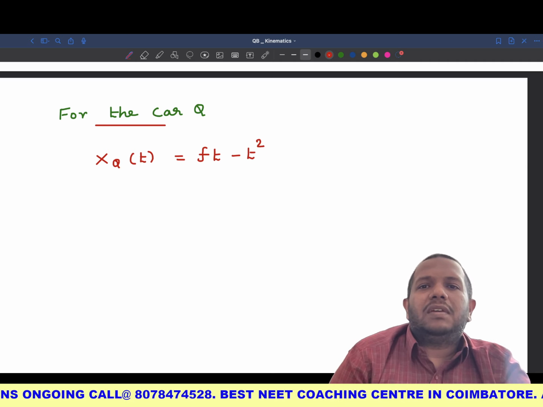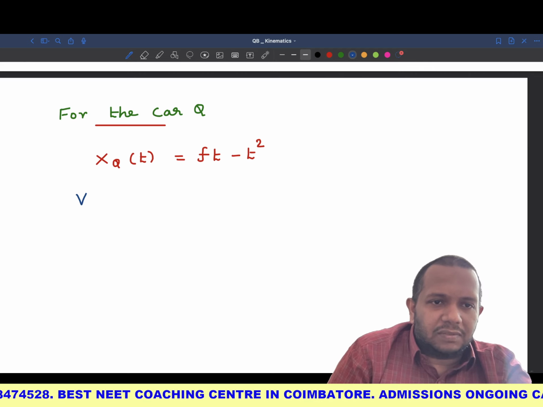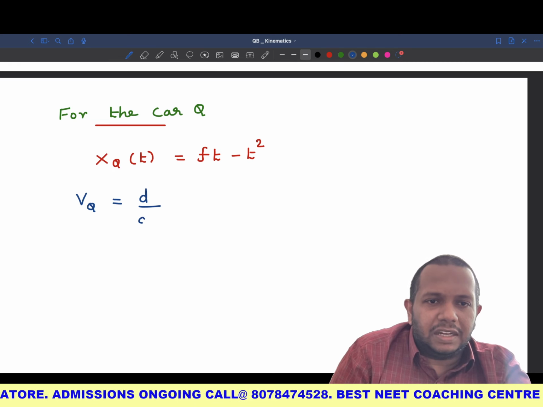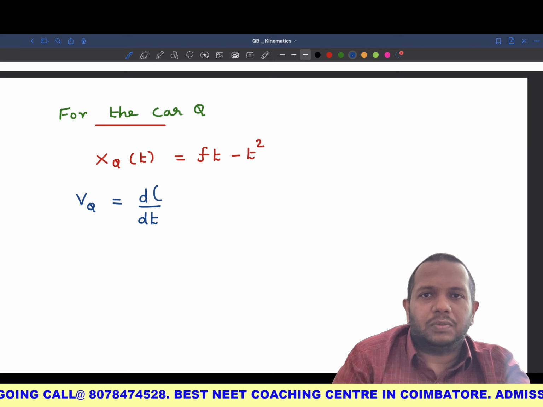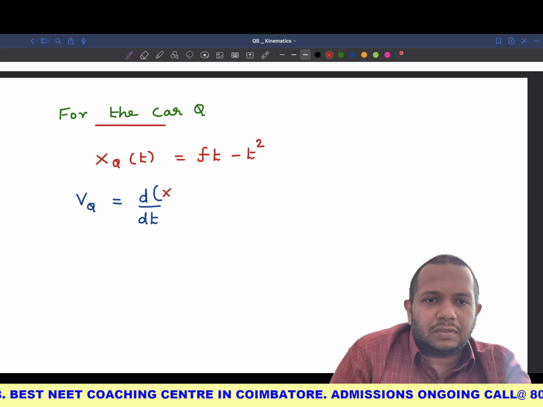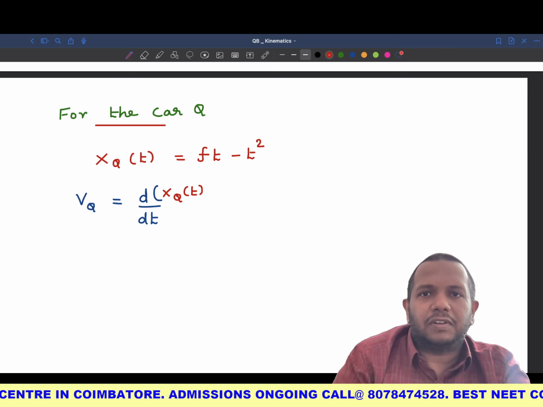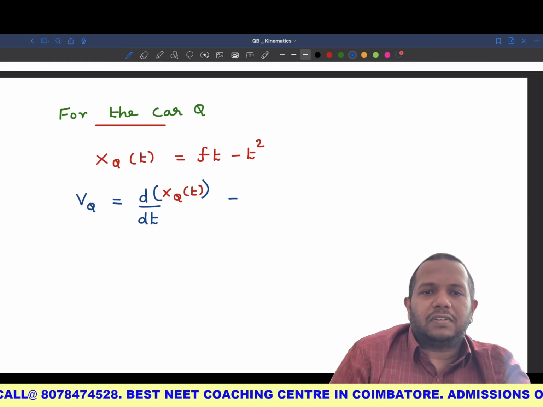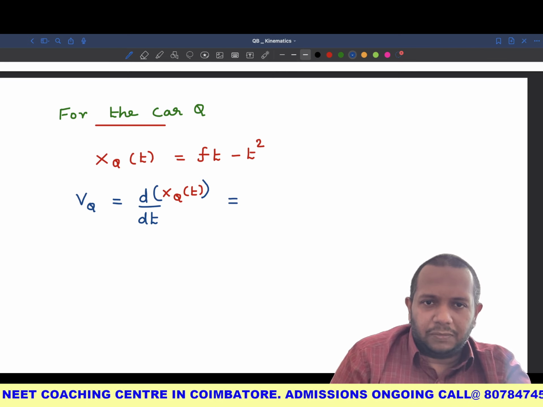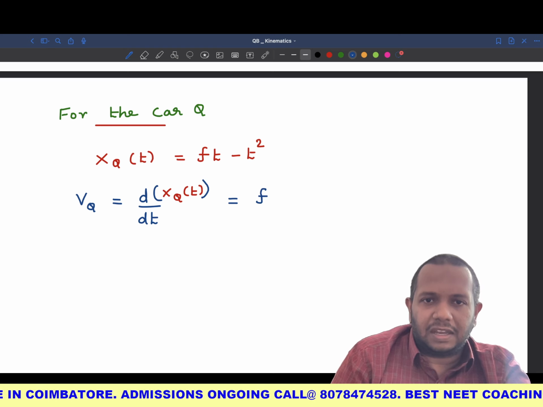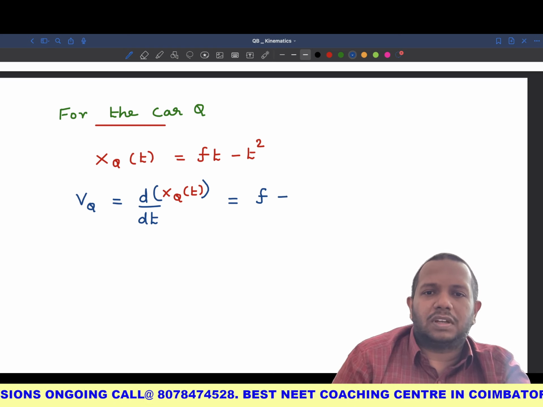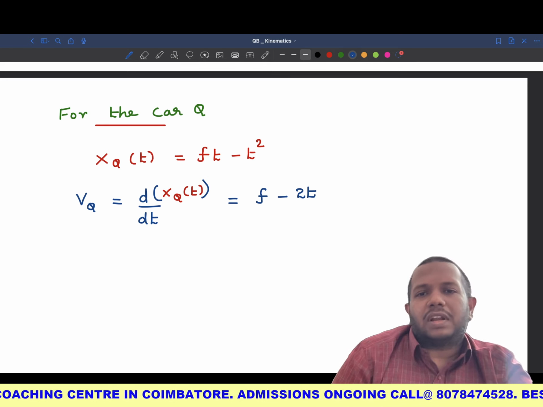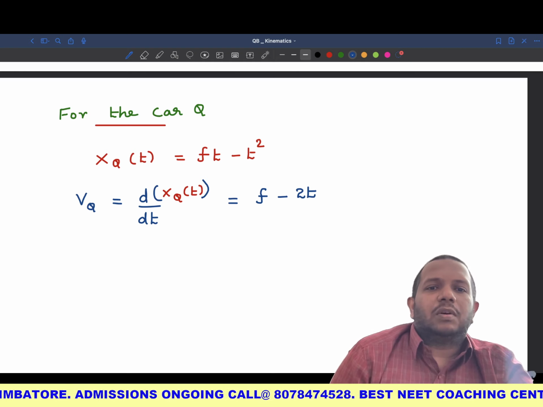Now similarly we will do the differentiation so that we will get vq. So we can write d xq by dt. I am going to differentiate xq with respect to time. What are you going to get if you differentiate? I am writing it a little fast. f into t, if I differentiate, I will get f, and t square, differentiating, 2 into t. You can try it out and check whether you are getting this or not. I hope this is clear.